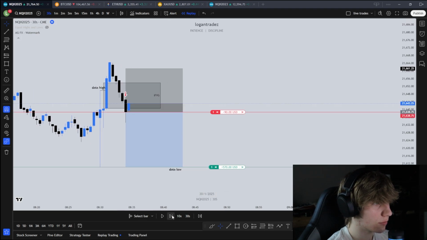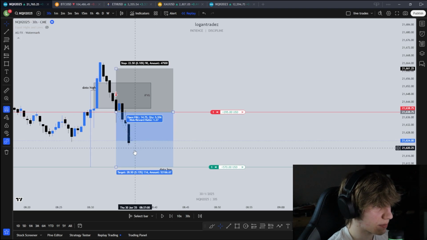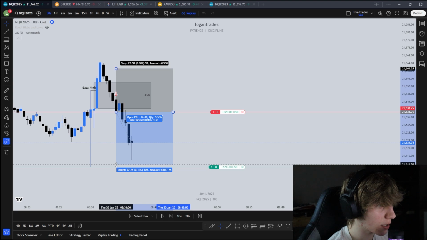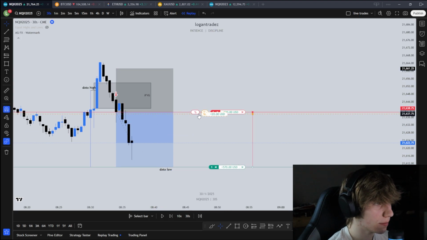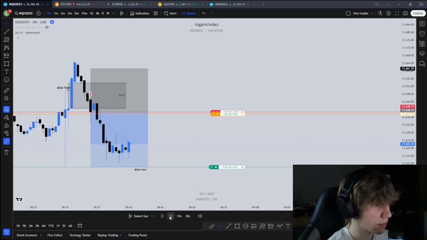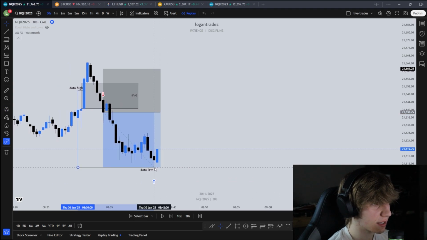And you can see, I'm just going to watch this play out. Now that we've hit about one risk reward, I'll put my stop loss to break even. Right here, I put it a little bit above break even just for commission and fees. And let's see, boom, right there. We hit this data low.